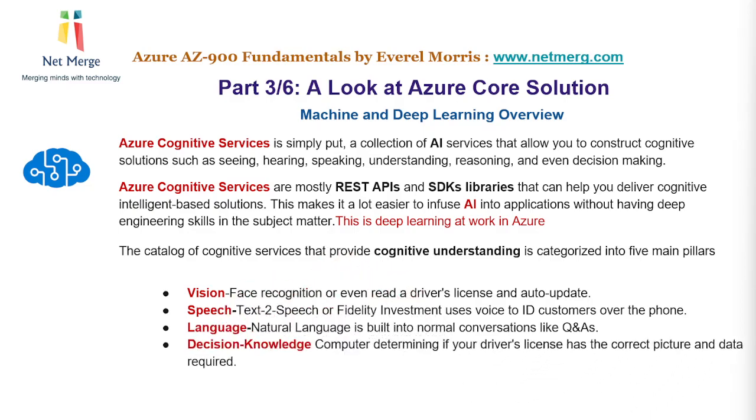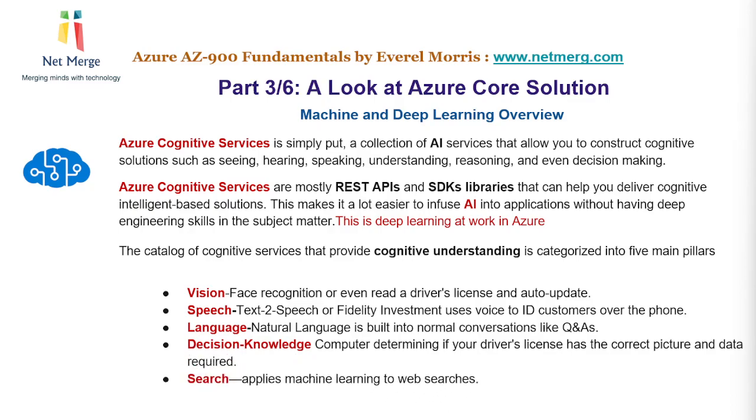So that's language. Now let's look at the decision and knowledge piece. Computer determining if your driver's license has the correct picture and data required. Yes, it could look at your driver's license and decide that it expired and tell you that they cannot accept it. Same thing with your passport or any form of ID. So it is able to do a lot of decision making cognitively using these types of services.